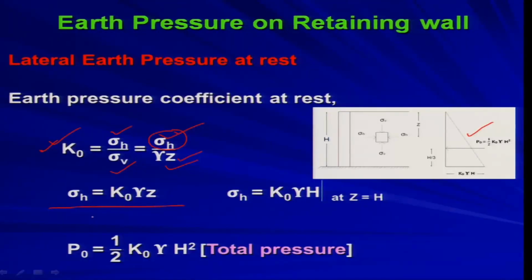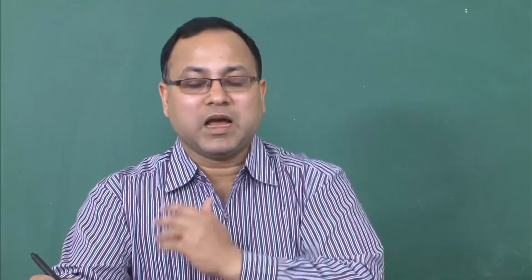So, at z equal to 0, what is sigma h? It is 0. Okay. So, that is here. At z equal to H, what is your sigma h? Sigma h is equal to K naught into gamma H. So, that is here. So, this is the pressure. It starts from 0 and ends at K naught gamma H. So, this is the earth pressure distribution, the variation of earth pressure at rest condition along the wall height. Is that clear? So, at any depth you can find out earth pressure at rest condition.